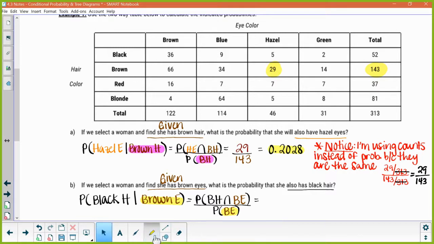So let's go ahead and look back at our table. So the probability that she has black hair and brown eyes is 36. And the probability that she has brown eyes is 122. So I'm going to get 36 over 122, which is approximately 0.2951. And all I'm doing is entering these into my calculator. If your calculator is still giving you fractions, you can always hit the math button. They should have a decimal option for you to convert it to decimal form.